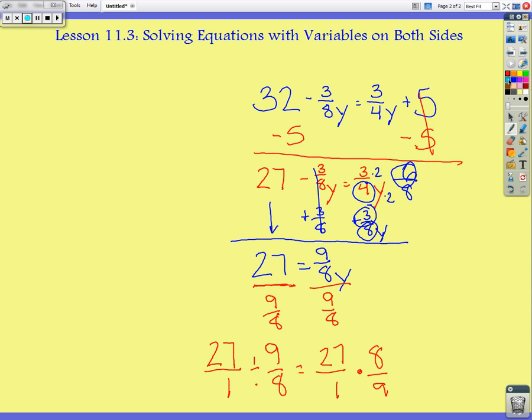I like to do cross reduction. I see 1 and 8. Well, the common factor is 1. That doesn't help me at all. See 27, 9. Their common factor is 9. 9 goes into 9 once. 9 goes into 27 3 times. 3 times 8 is 24. So y is equal to 24.